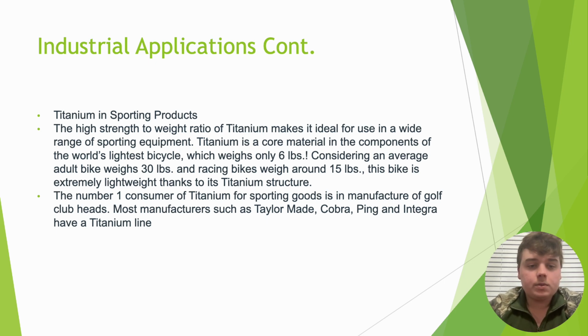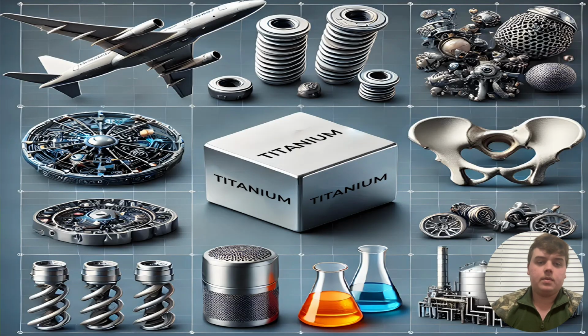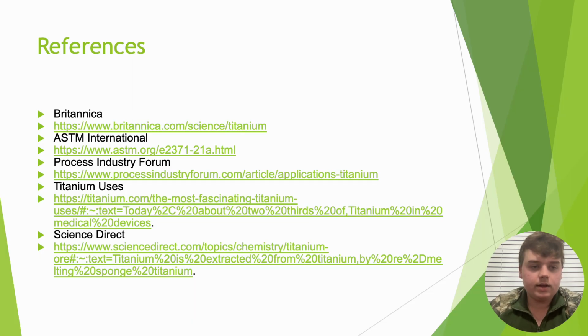The number one consumer of titanium for sporting goods is the manufacture of golf club heads. Most manufacturers, such as TaylorMade, Cobra, Ping, and Integra, all have a titanium line. This is a picture of all the stuff that titanium is used in in everyday products, and these are my 5 resources.